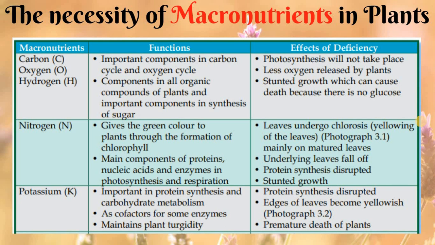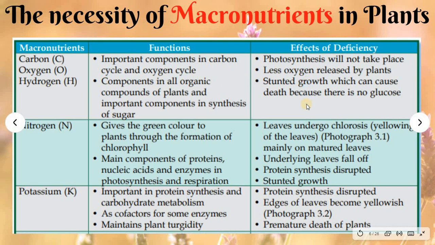Now we go to the necessity of macronutrients in plants. These are the list of the macronutrients, their function, and the effect of deficiency. For carbon, oxygen and hydrogen, the functions are summarized here: important components in the carbon cycle and oxygen cycle, components in all organic compounds of plants, and important components in the synthesis of sugar. So what is the effect of the deficiency?